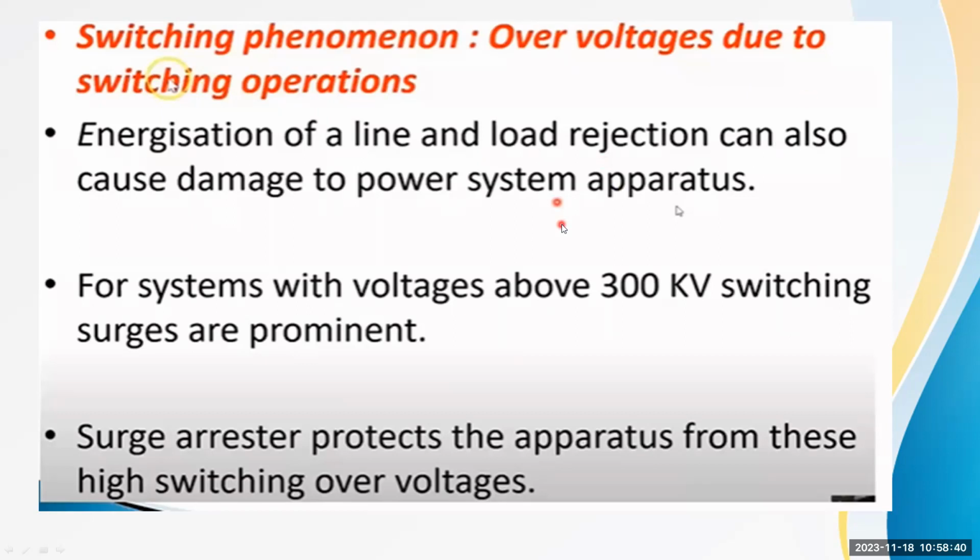Next, in power systems with voltage above 300 kV, switching surges are more prominent. If the power system is operating above 300 kilovolts, there is a huge effect on the power system operators. And next, surge arresters protect the operators from these high switching overvoltages.